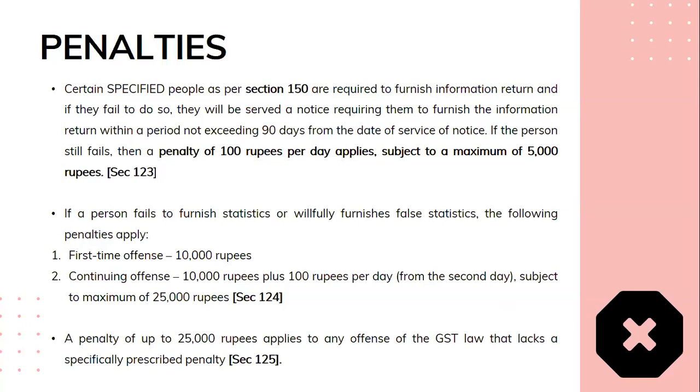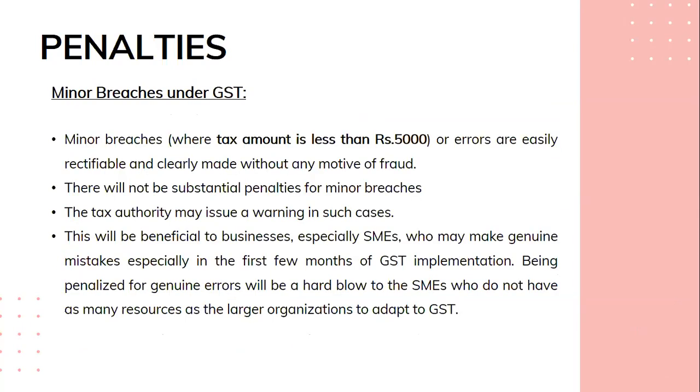penal consequences. So section 125 is a general penalty provision under the GST law for cases where no separate penalty is prescribed under any of the acts or rules. As per this section, any person who contravenes any of the provisions of the Act or any rules made thereunder for which no penalty is separately provided for in this Act shall be liable to pay a penalty which may extend to rupees 25,000.